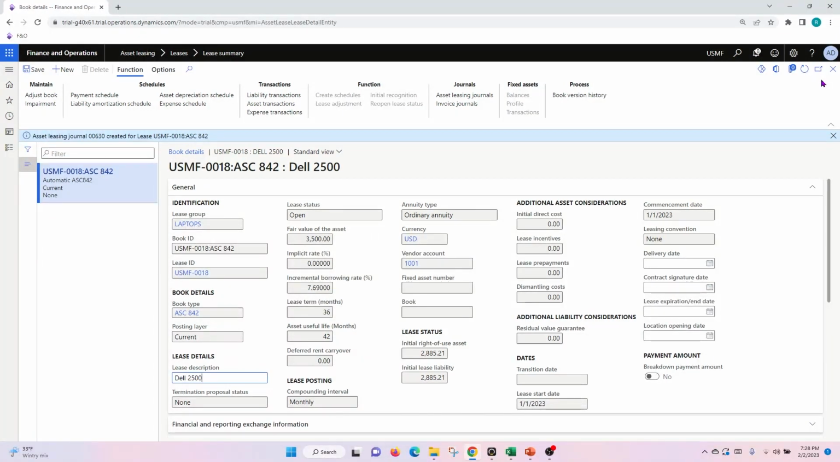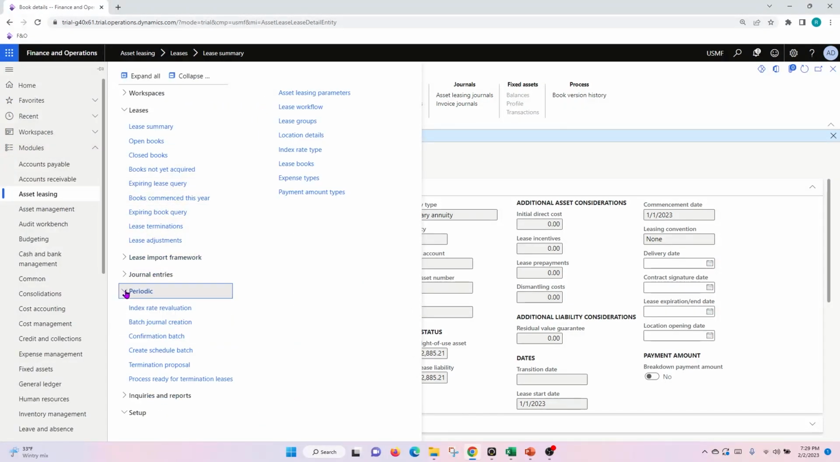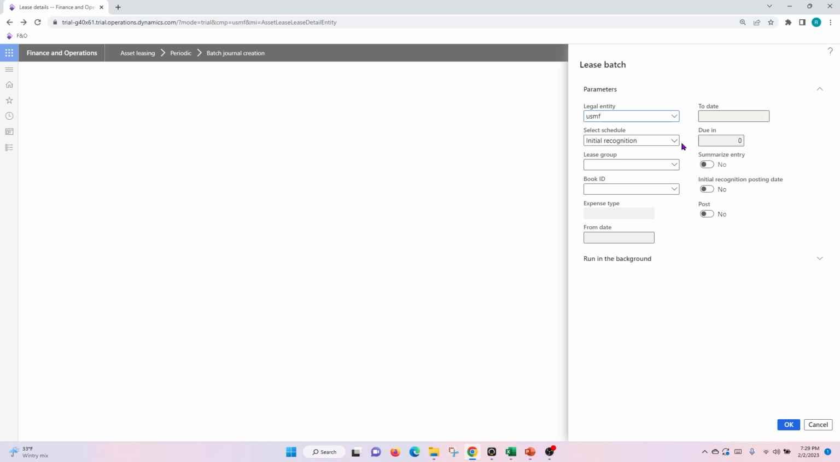Now, another thing you can do if you have several of these, you don't want to do them one by one, is if you go to periodic, you have a batch journal creation. So then you can use this to create the different journals in batch. So that's the example I had for you guys.